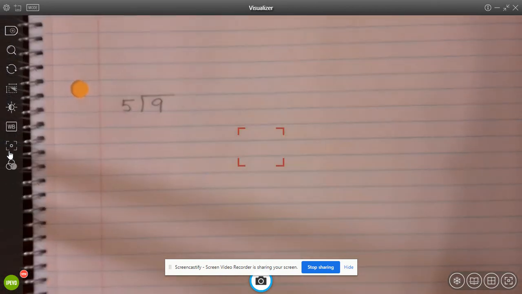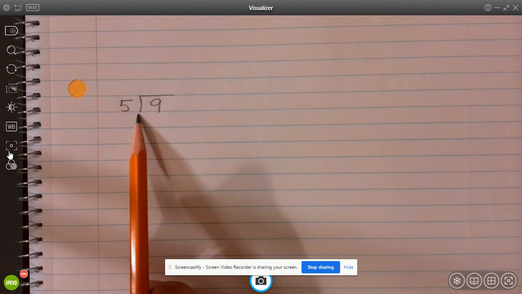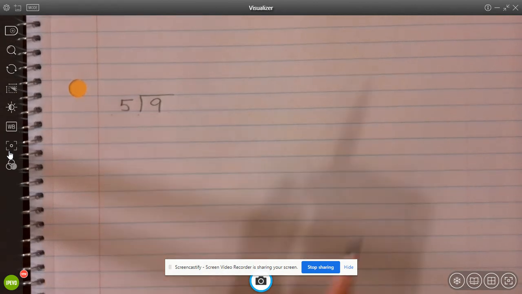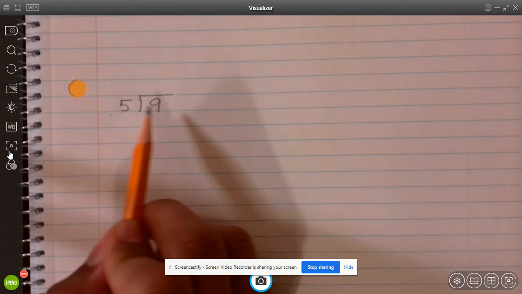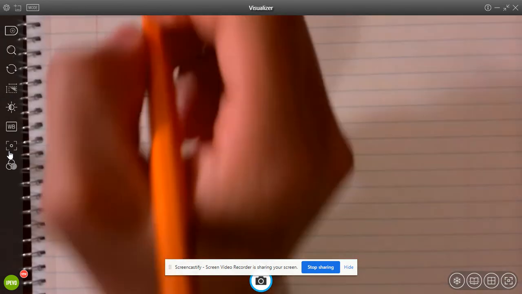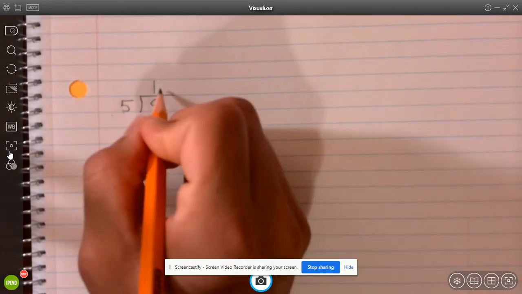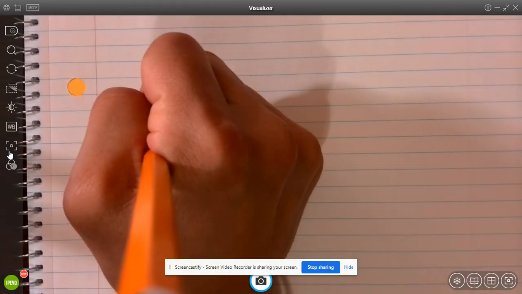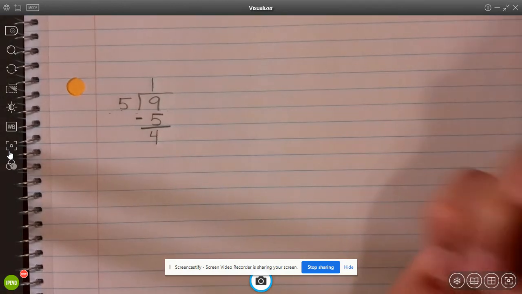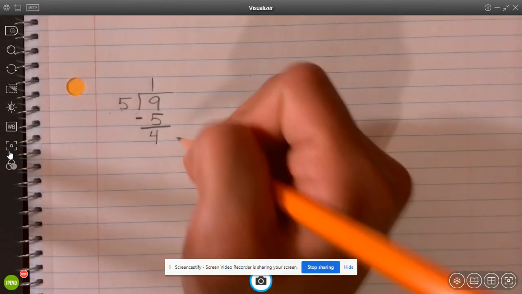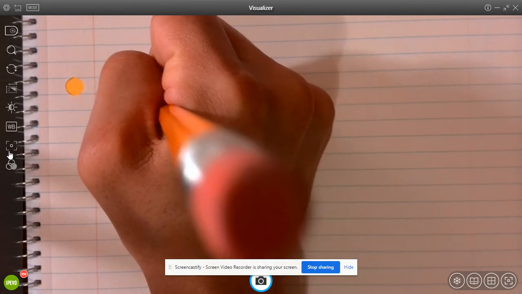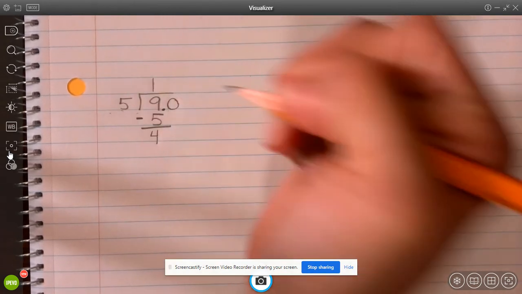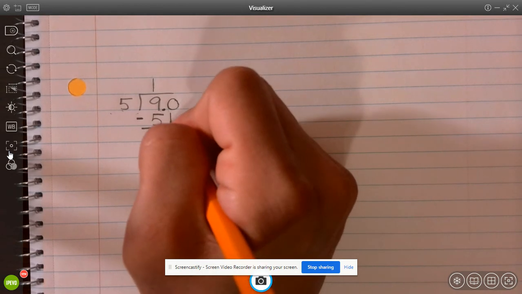Okay, so I have 9 divided by 5. So I asked myself, how many times does 5 go into 9? If you said 1 time, you are correct. 1 times 5 is 5. My next step is to subtract. 9 minus 5 is 4. So I have 4 remaining. Okay, my next step is to add a decimal and a 0. Okay, and I'm going to bring that 0 down.